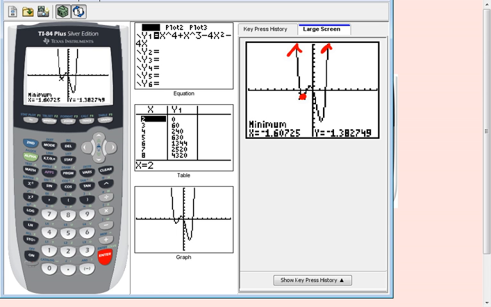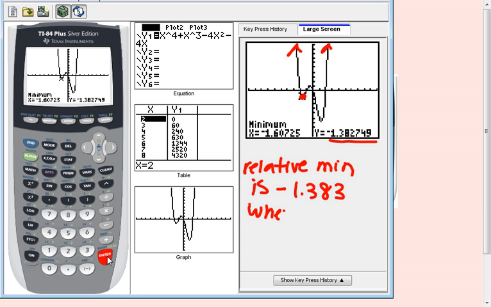And so this is your relative min, and this is what I would want you to say to me about this red dot. Here's how I'd want you to word it. The relative min is, and it should be this value right here, negative 1.383, let's say. Let's round it to 3 decimal places. Negative 1.383, and then I want you to tell me this: when x is negative 1.607. So this is actually your minimum, but I want you to tell me when that happens, and that happens at whatever your x value is at that coordinate.